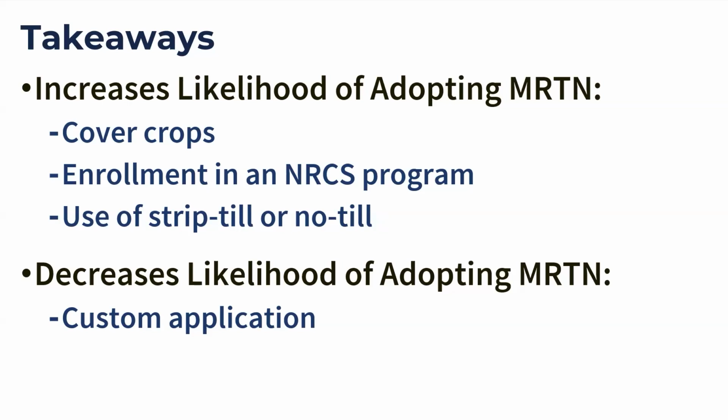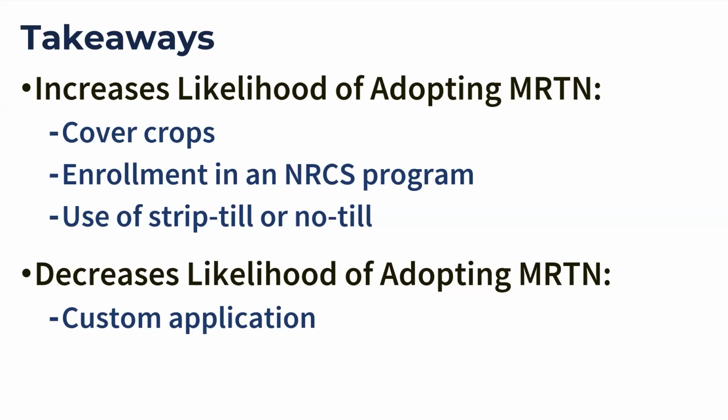So for this study, what we found, again, we couldn't prove causality, so we can't say that these characteristics caused farmers to apply more or less nitrogen. But what we did was find characteristics associated with adopting the MRTN, so adopting this university nitrogen recommendation. So farmers who planted cover crops, who were enrolled in an NRCS program, or were using strip till or no-till, they were more likely to follow the university nitrogen recommendation.